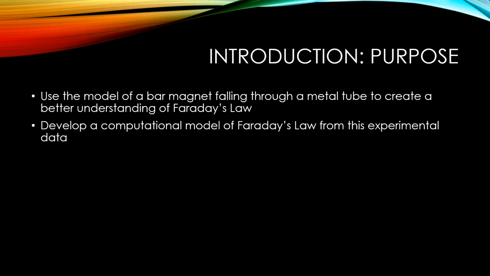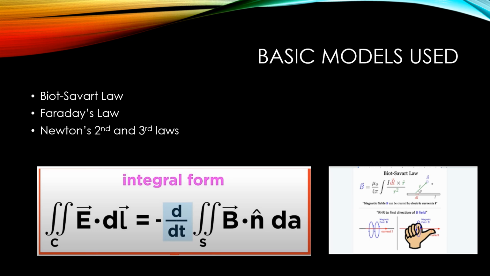So first, the introduction and purpose is to use a model of a barred magnet falling through a metal tube to create a better understanding of Faraday's law and develop a computational model of Faraday's law from this experimental data. The basic model used in this experiment is the Biot-Savart law for a B field, Faraday's law, and Newton's second and third laws.